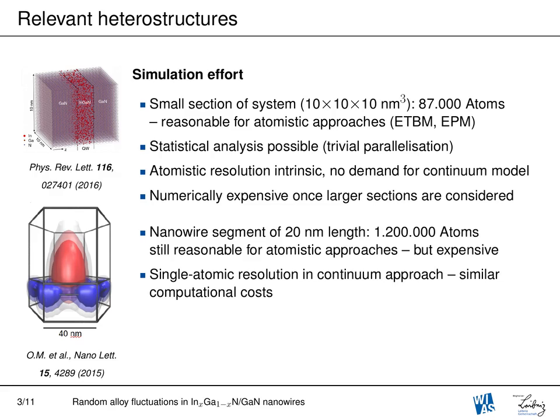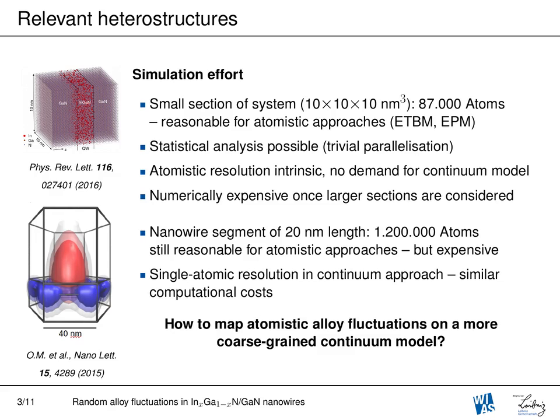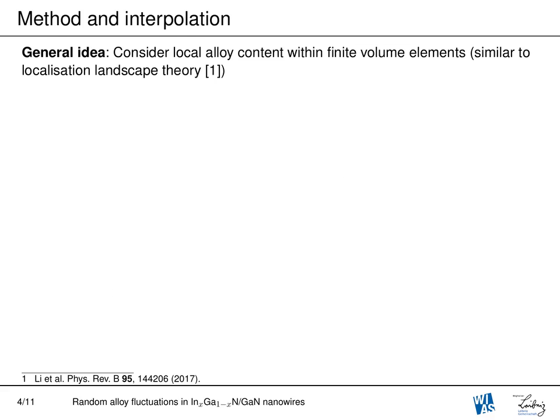So in some sense, we have to interpolate the composition of the system in the continuum model. And the question is, how can we map atomistic alloy fluctuations on a more coarse-grained grid that would be useful here for reasonable computational effort within a continuum model? So the general idea that we have is that we consider local alloy contents within finite volume elements, pretty much similar to what is also done in some sense within localization landscape theory.